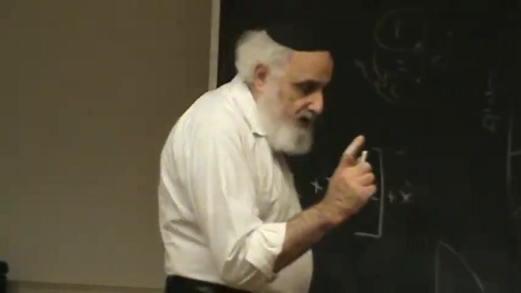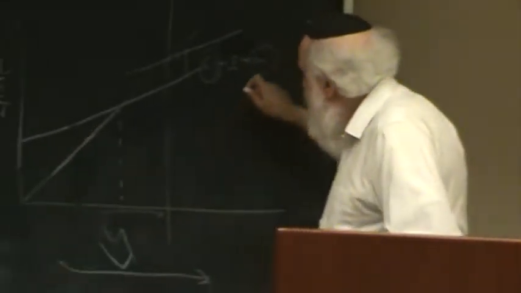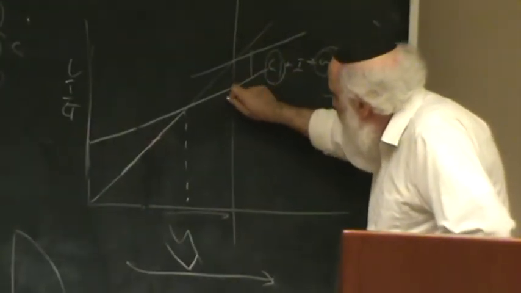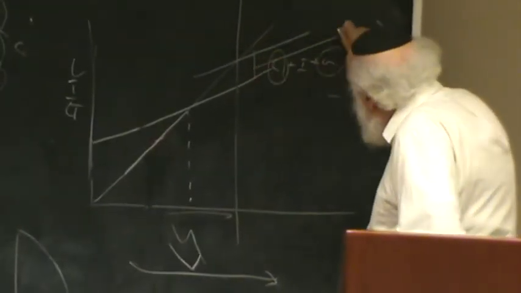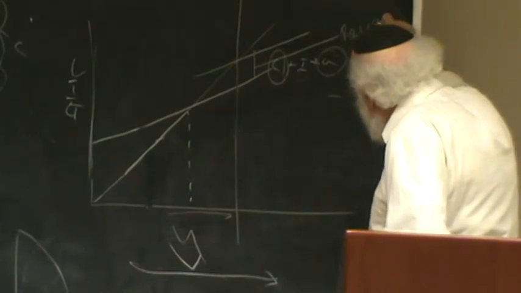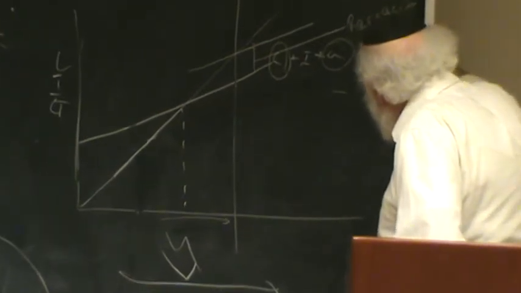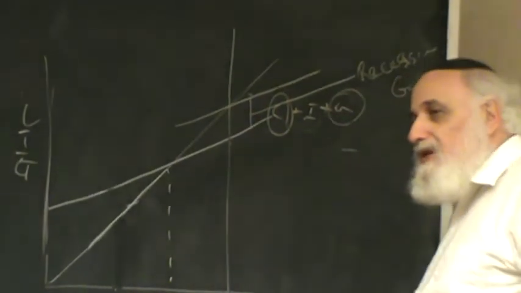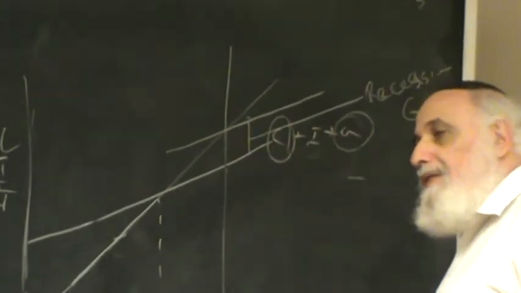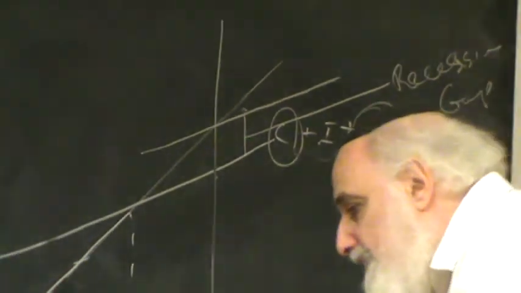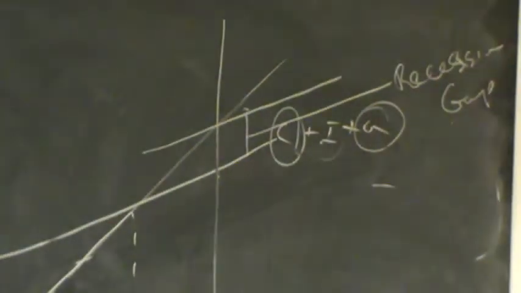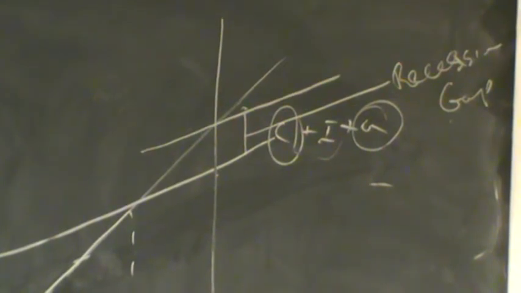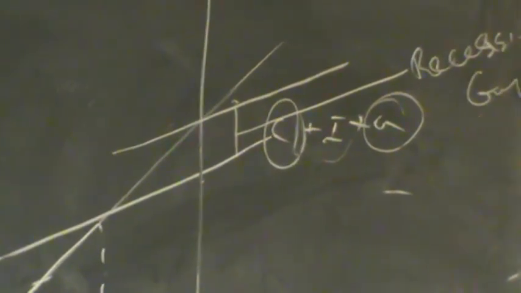Let me point something else out. I think this is also important. If you are below full employment, you have a recessionary gap. In other words, you have to raise C plus I plus G to get to full employment. The amount you have to raise C plus I plus G to get to full employment is called the recessionary gap.